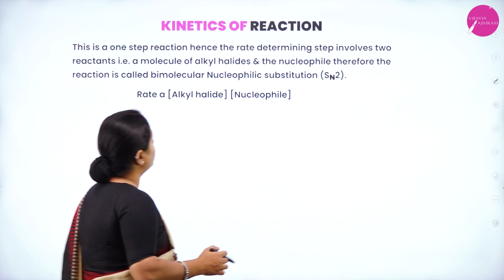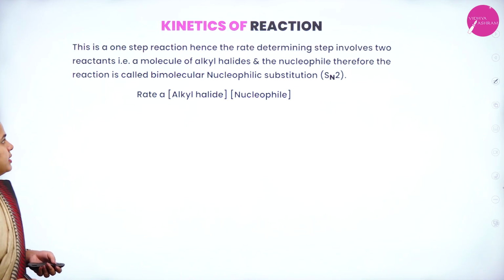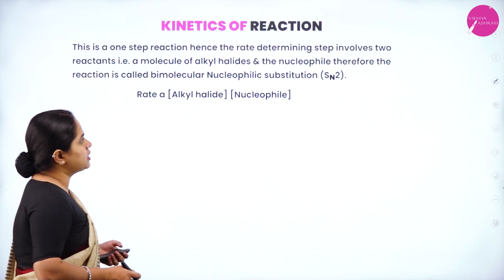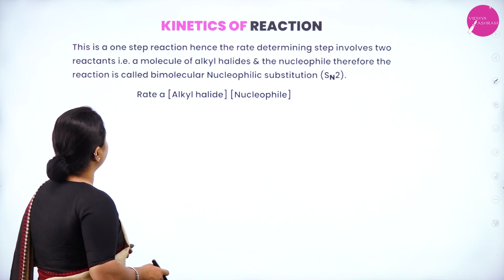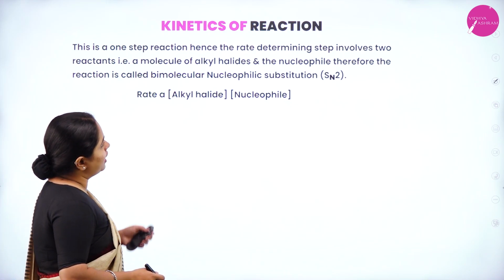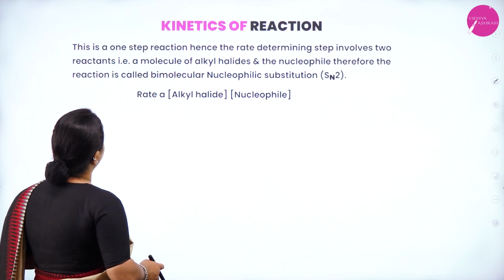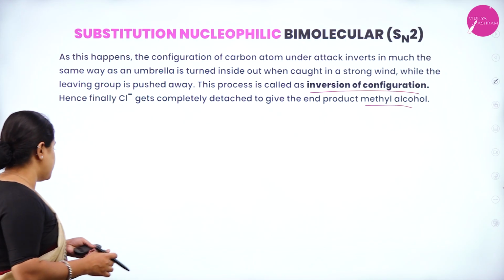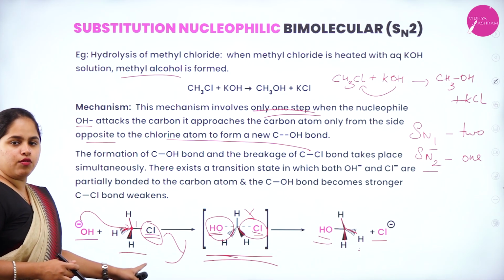Okay. Now, moving on to the kinetics of SN2 mechanism. This is a one-step reaction. Hence, the rate determining step involves two reactants, that is a molecule of alkyl halide and the nucleophile. Therefore, the reaction is bimolecular. As you can see here, both of these are involved as the reactants.